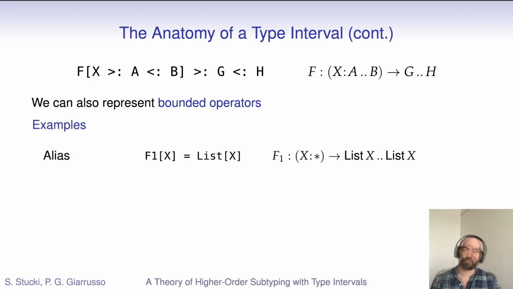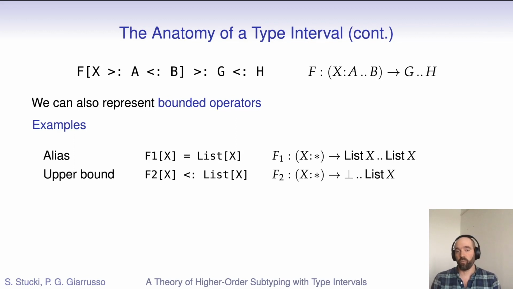Here are some examples. First, we can encode aliases of type operators in much the same way that we encoded aliases of proper types. For example, here we have an alias of the type constructor list. It takes a type parameter x and returns an element of the singleton kind that contains just lists of x. Often, we don't want to define aliases. We want to declare abstract type operators with certain bounds. For example, here, the abstract type operator f2 of x is upper bounded by list of x, which means we can instantiate it with a subtype of list of x. For example, a linked list implementation or an array list implementation.